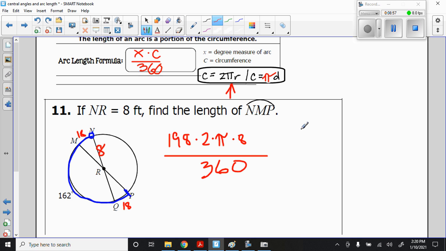The easy part is pushing these buttons to make sure it works. So I'm going 198 times 2 times pi times 8 divided by 360. I got 27.64. I'm going to do it one more time just to make sure I pushed all the right buttons. And 27.64 works. All right, so let me prepare the next question.